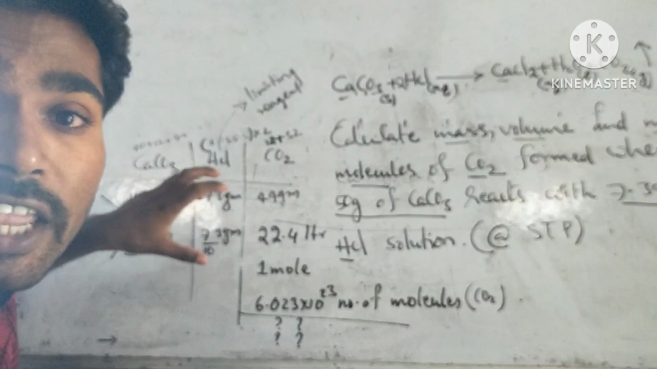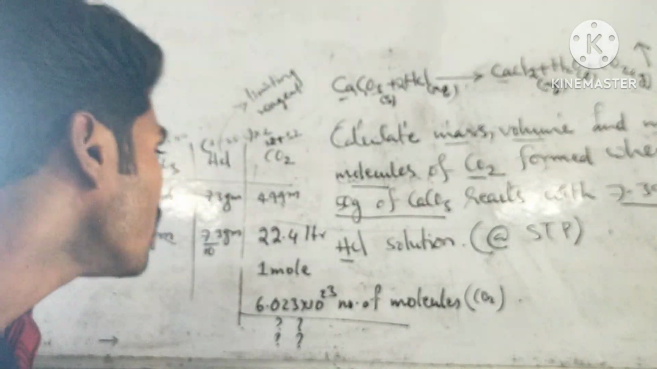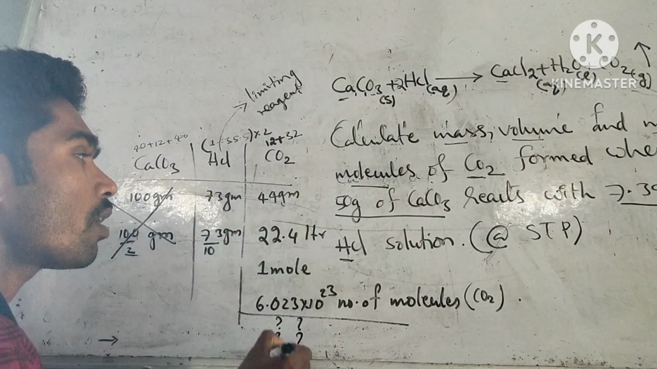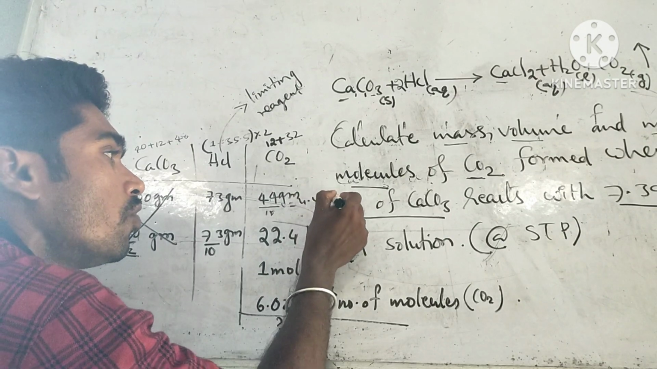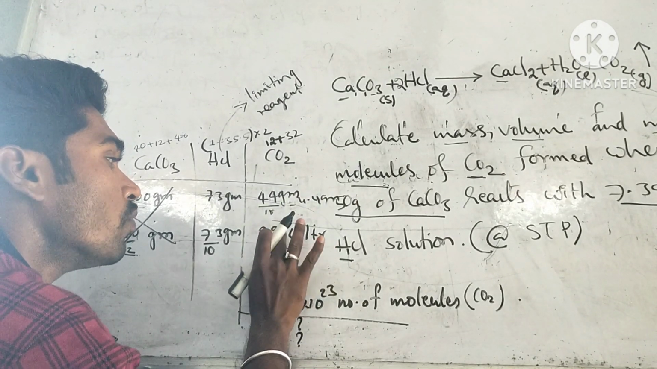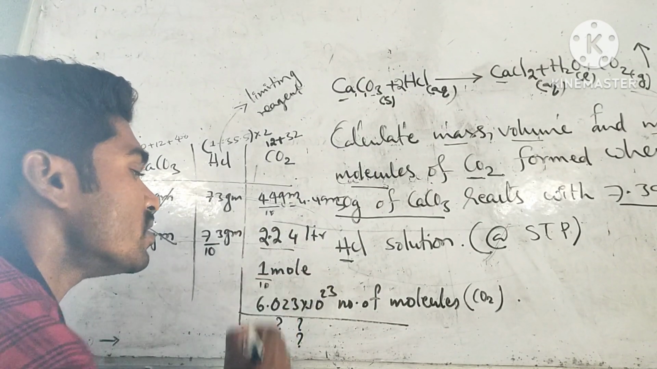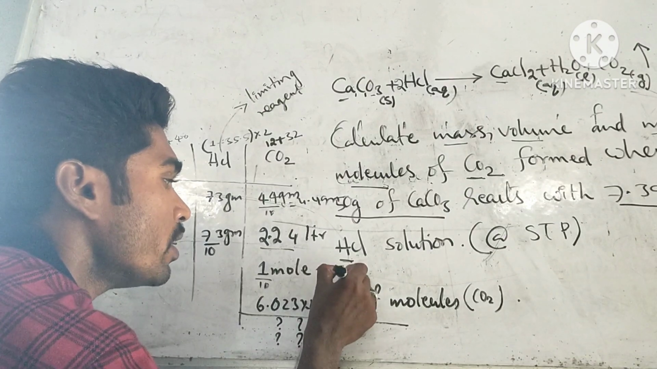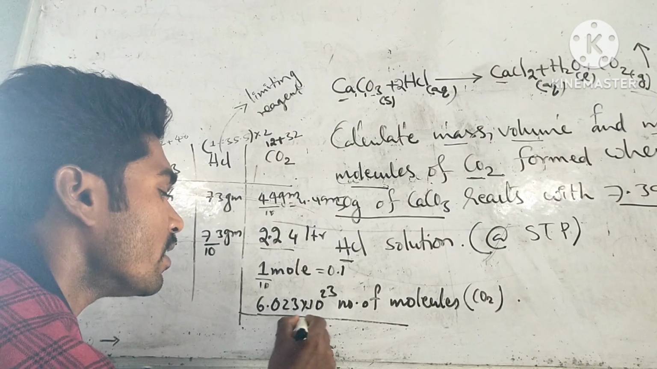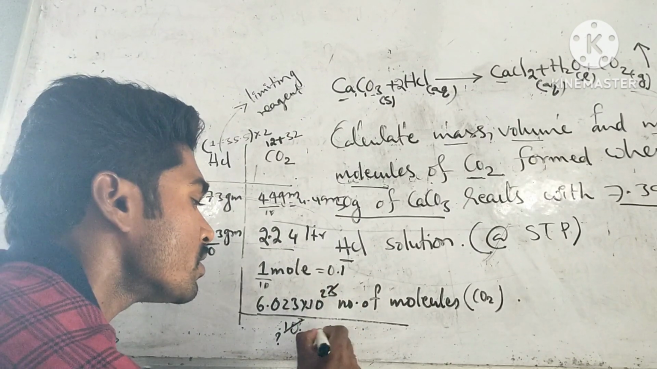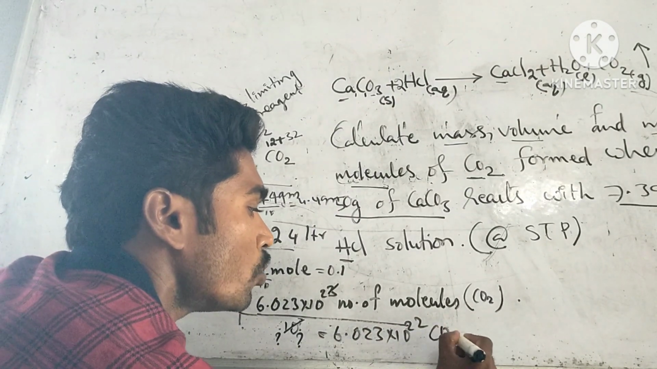Where is the breaking point? We have to find that out. If you find that out, the answer is very easy. So now each carbon dioxide mass becomes 1 by 10, means 4.4 grams. This is also 1 by 10, means 2.24 liters. If I do 1 by 10, 1 by 10 mole means 0.1 mole. And by 10, if I do here, 10 and 10 cancel, so it becomes 6.023 into 10 power 22 CO2 molecules.